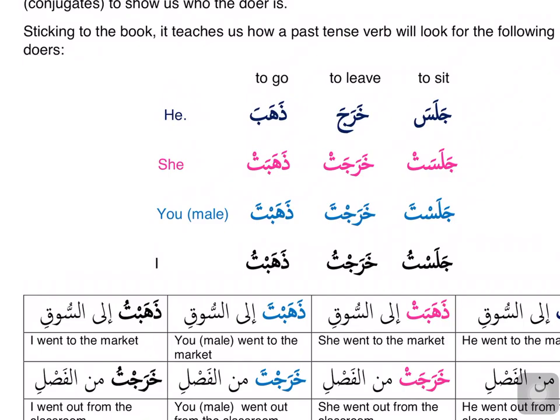So now let's look at the rhyme one more time. Dhahaba, kharaja, jalasa. This is all the same for he. The meaning is changing. He went, he left, he sat. She is doing the action: dhahabat, kharajat, jalasat. She went, she left, she sat. Dhahabta, kharajta, jalasta. You went, you left, you sat. Dhahabtu, kharajtu, jalastu. I went, I sat. Sorry, I left, I sat.